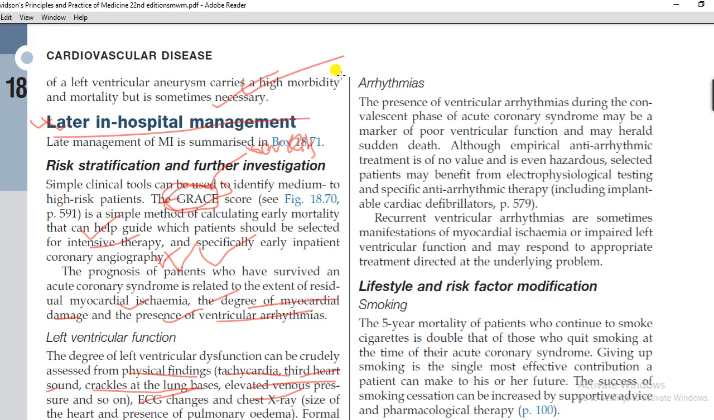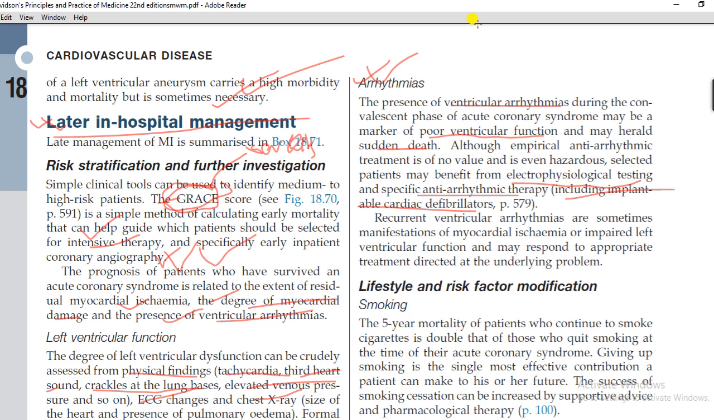So these are all the later in-hospital management. Arrhythmias: the presence of ventricular arrhythmias during the convalescent phase of acute coronary syndromes may be a marker of poor ventricular function and may herald sudden death. Although empirical antiarrhythmic treatment is of no value and is even hazardous, selected patients may benefit from electrophysiological testing and specific antiarrhythmic therapy, including implantable cardiac defibrillators.